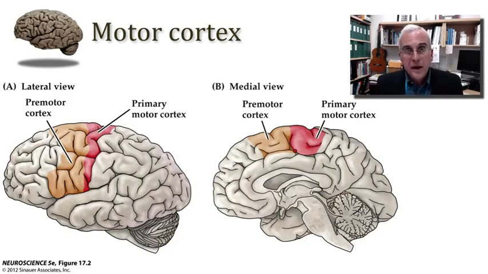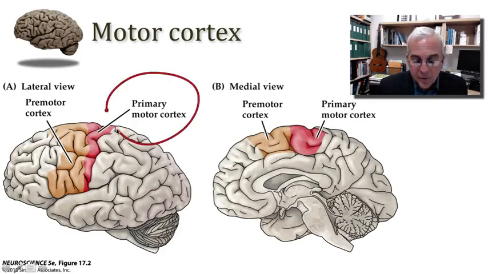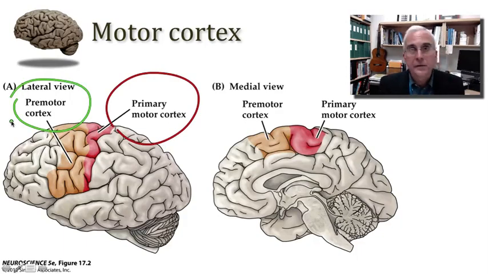So from both an anatomical and a functional perspective, we can broadly conceptualize the motor cortex as being divided into two main regions. There's a primary motor cortex, which is found in the anterior bank of the central sulcus, including much of the crest of the precentral gyrus. And then just in front of that primary motor cortex, we find a premotor cortex.